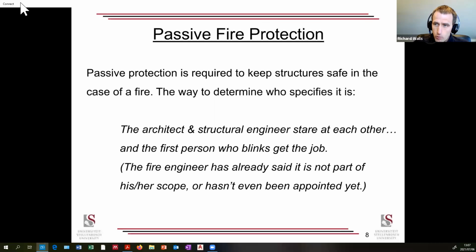So when it comes to structural design, one of the key principles is passive protection. How do we specify passive protection? It's quite an easy way to determine who specifies it on a project. Basically, the architect and the structural engineer stare at each other, and the first person who blinks gets the job. Now, the fire engineer has already said it's not part of his or her scope, or hasn't even been appointed yet. So it's a major problem.